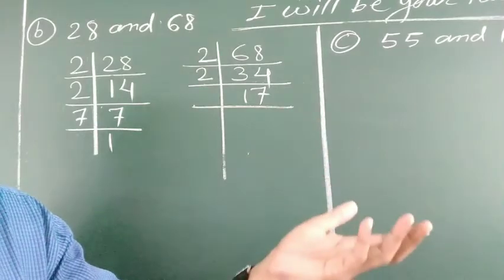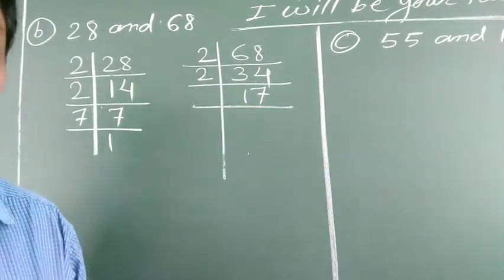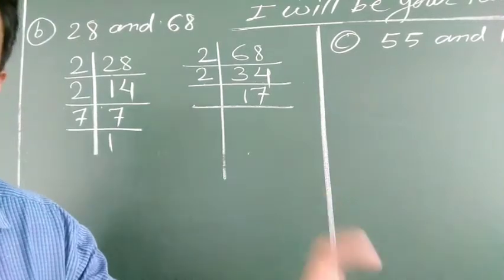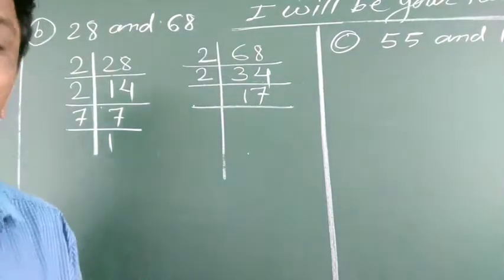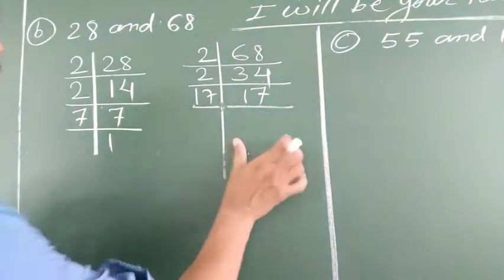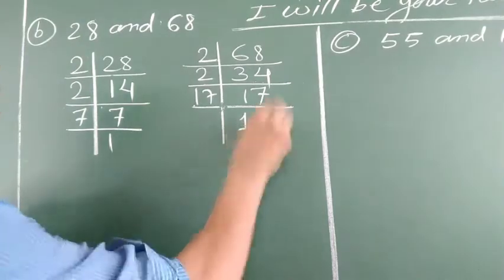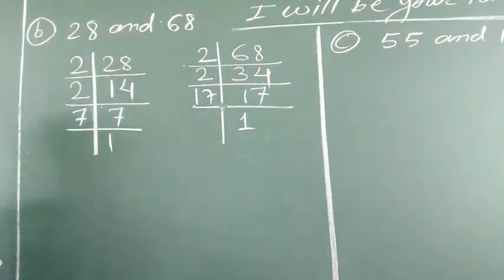Actually when you make the list of prime numbers, 17 itself is a prime number. 17 तो prime number है. So 17 will not divide by any number other than 1 and 17. So 17 will be divided by only 17. Okay. So see, because 17 is a prime number, it is 1. So these are 2, 2 and 17. These are the prime factors of 68.